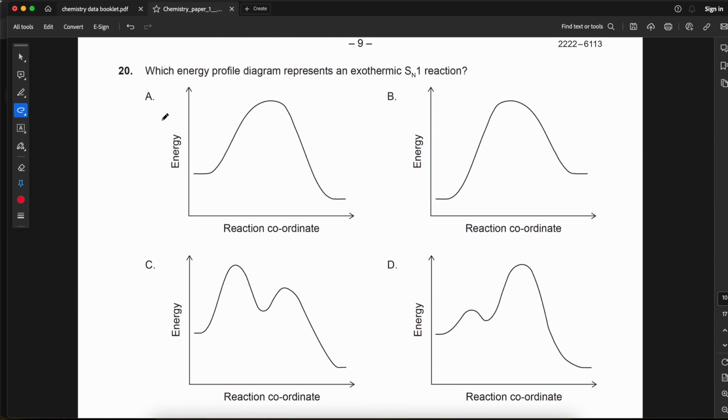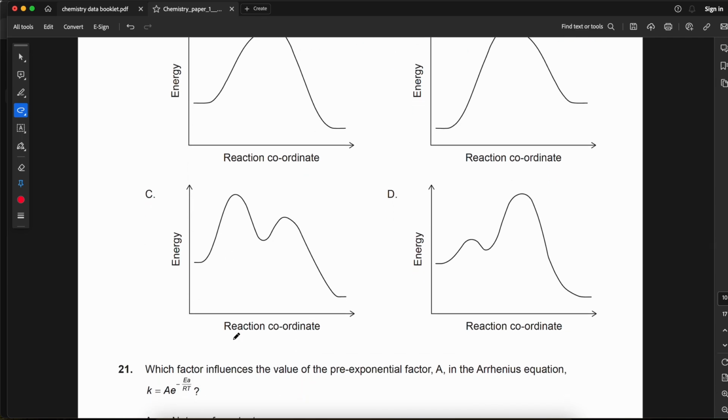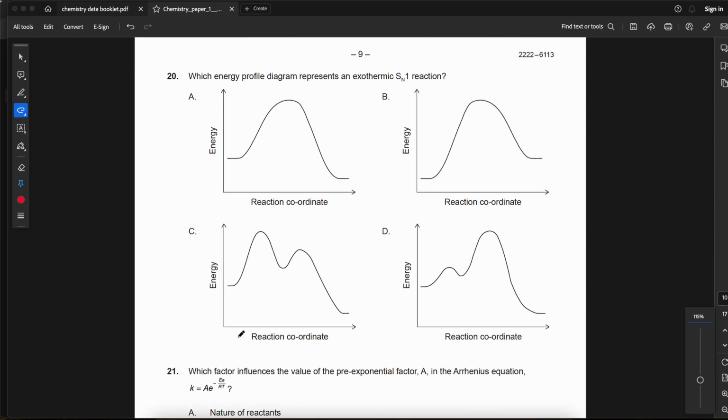Okay, which energy profile diagram represents an exothermic SN1 reaction? So it's between the energy and reaction coordinate. Exothermic, as we know, so for exothermic, the enthalpy of the reactant is higher than the product, so it's between C and D.